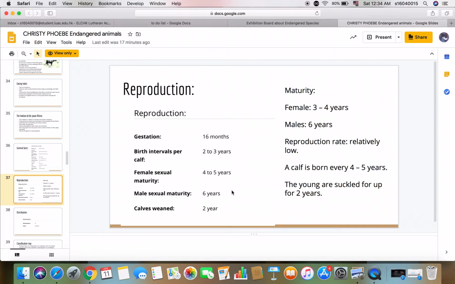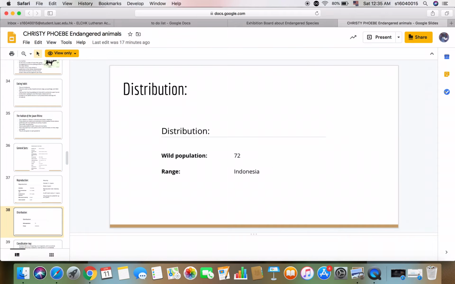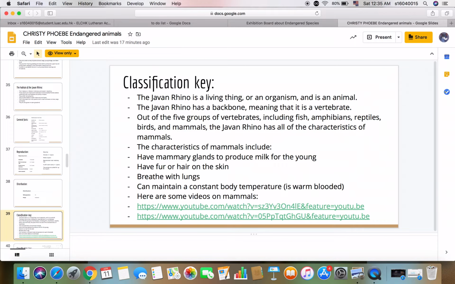So here's some information on their reproduction, and so the gestation takes about 16 months. The birth interval per calf is 2 to 3 years. The female sexual maturity is 4 to 5 years. The male sexual maturity is 6 years, and the calf's weaning is 2 years, like I have mentioned here. And for the distribution of the Javan rhinos, the wild population is 72, and the range is only in Indonesia right now.